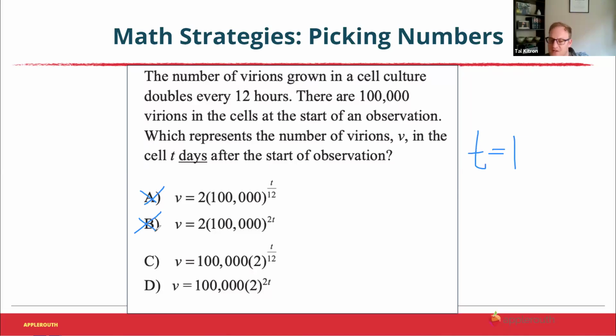C and D both have 100,000 as an initial amount. But if I plug in 1 there, that means that it's not going to give you a doubling because the exponent would be 1/12. We'd have to have 12 days to double. So that is saying it doubles every 300 hours, every 12 days. Whereas this one is saying when you put in t as 1 day, it'll double twice. And that is what they've kind of set up here. So ideally, we get to the point where we really understand the exponential modeling setup. But even if not, you can still get this by picking numbers.